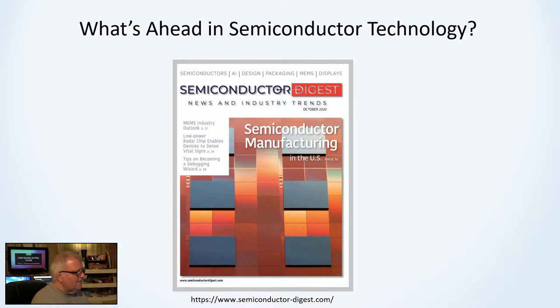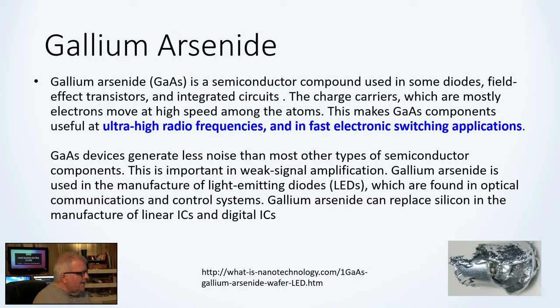So what's ahead in the semiconductor industry? A lot of new advancements, and in fact, we prepared this presentation a couple years ago. A lot of these have really come true. Gallium arsenide is a semiconductor compound used in some diodes and field effect transistors. What makes them so useful is they're useful at ultra-high radio frequencies and in fast switching applications. They generate less noise than silicon, and so are good for weak signal amplification.